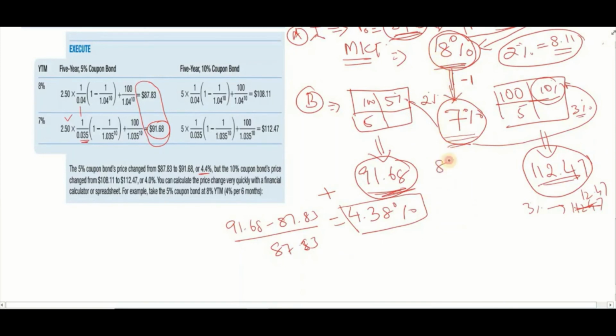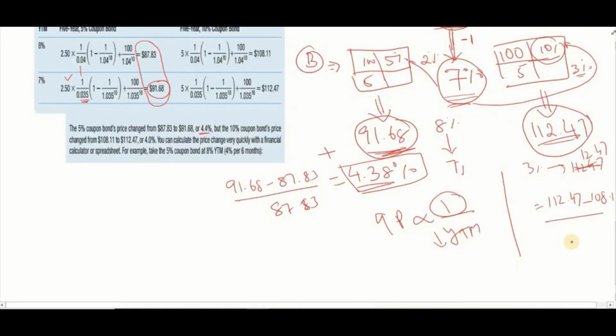If you see, it went from 8% to 7%. So as we know, there is an inverse relationship between the price and YTM. So if it decreases, the price increases. The first case is 4.38%, okay? And for the second case, there will be less effect because the denominator is already higher. So the difference would be 112.47 minus 108.11, divided by 108.11. The answer is 4%.